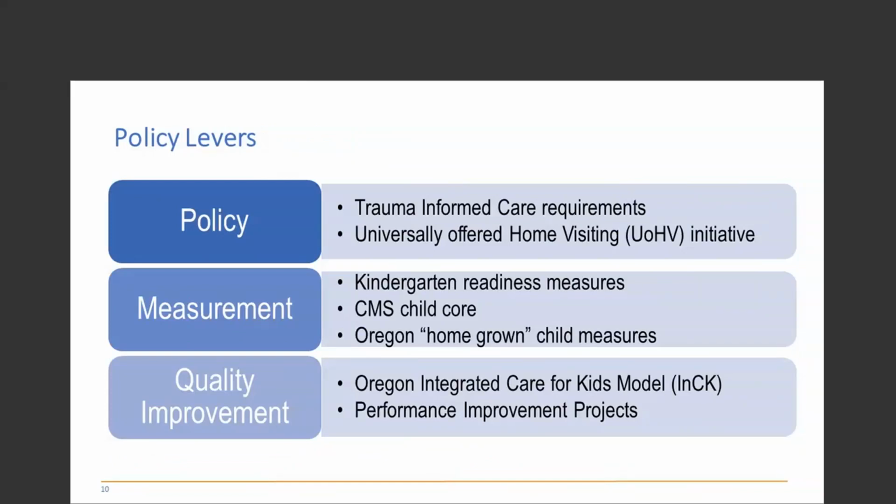I'll cover in the talk here a few of these policy levers. For policy, we're going to touch on trauma-informed care requirements, and then I'll speak in a little bit more depth on the universally offered home visiting initiative. And then for measurement, I'm going to touch on our kindergarten readiness measures, as well as our CMS Child Core Set and what we call Oregon's homegrown measures. And then for quality improvement, I'll highlight our Oregon Integrated Care for Kids model, also known as INC.